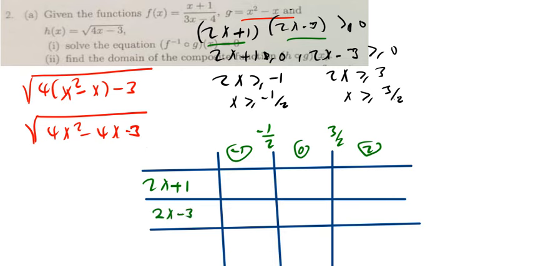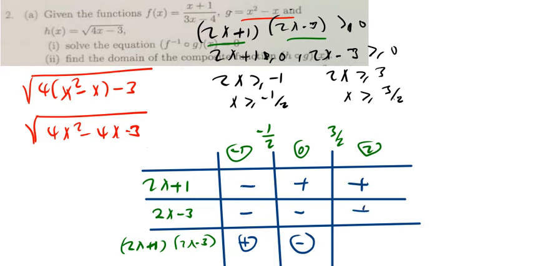So if you put -1 here, it will be negative. Negative, it will be negative. Negative times negative, positive. If you put 0 there, positive. 0 there, negative. Overall, negative. If I put 2 there, positive. Positive. Overall, positive. Now, we are dealing with greater than. The sign is greater than. You get the part giving you positive.